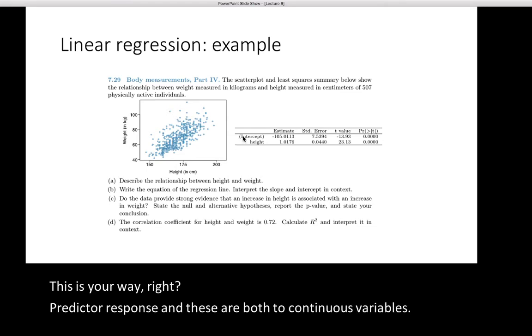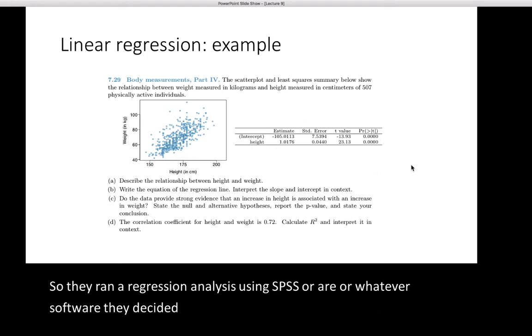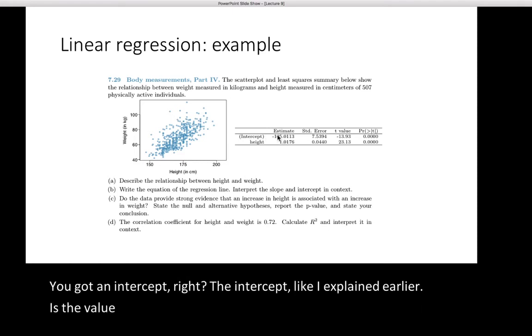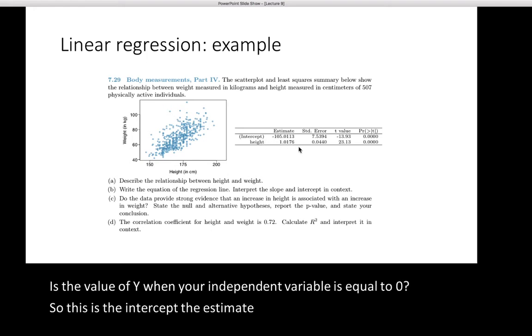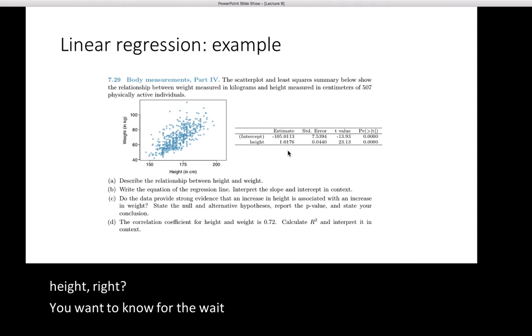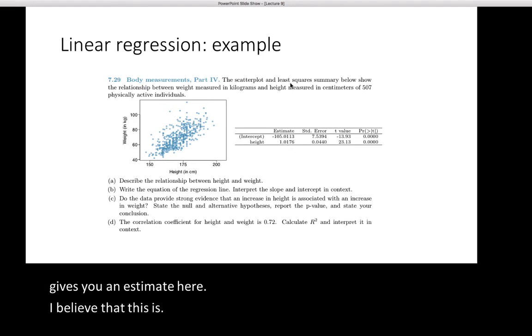They ran a regression analysis using SPSS or R or whatever software they decided to use, and this is what the results look like. You get an intercept, which, like I explained earlier, is the value of Y when your independent variable is equal to 0. But the actual result here is the height. You want to know for the weight, what's the height prediction? It gives you an estimate here, so this has to be the beta estimate.